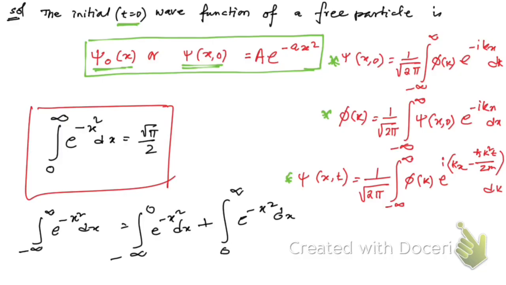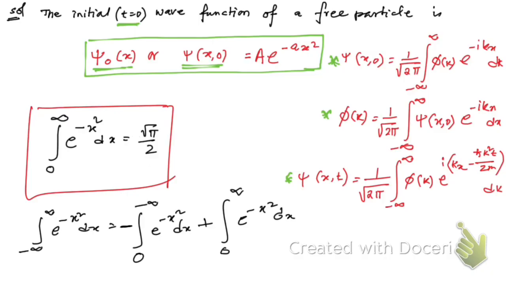So here you see, if you take the minus sign here, then this lower limit will be the upper limit here, in this case minus infinity, and here you're going to get 0. Now you see, if 0 to plus infinity is root pi by 2, then 0 to minus infinity is going to be minus root pi by 2, right?